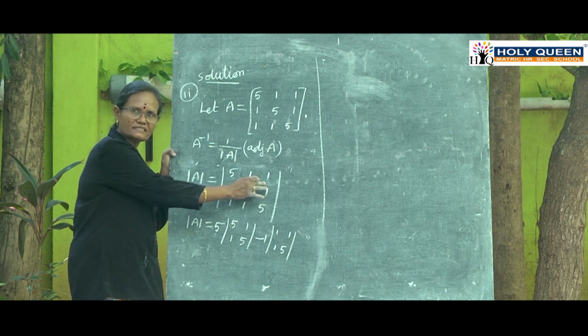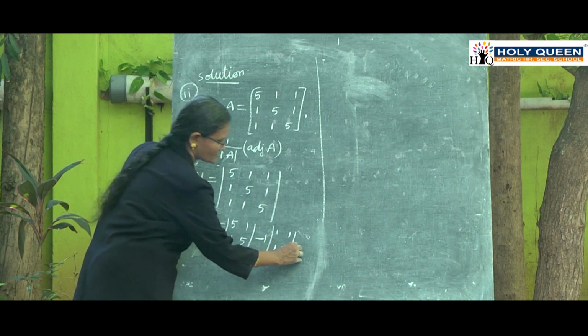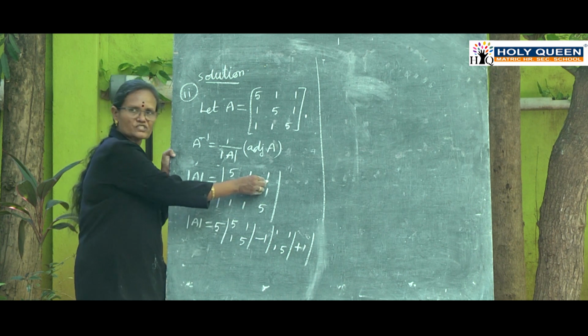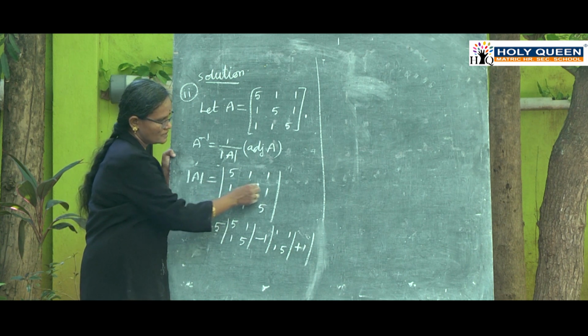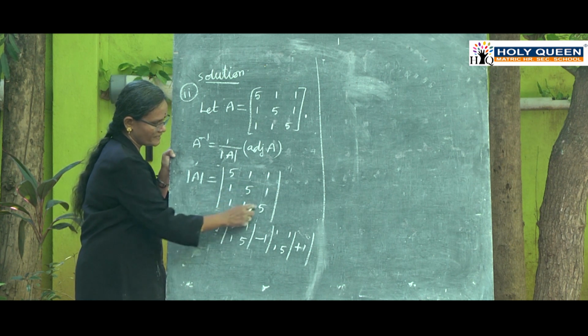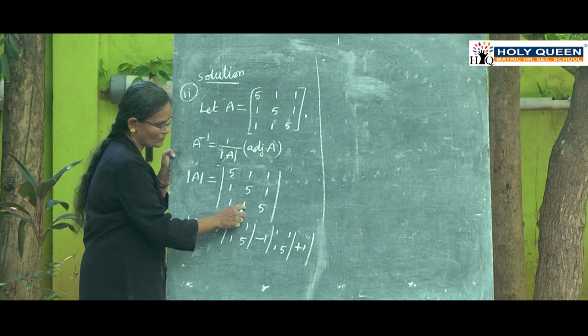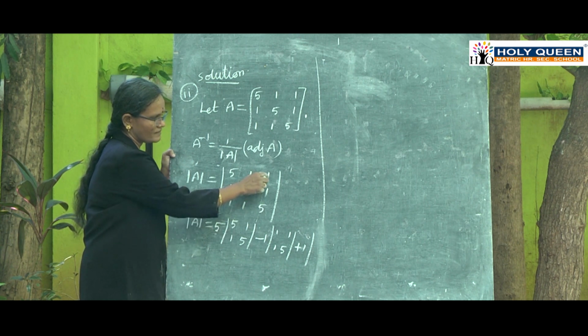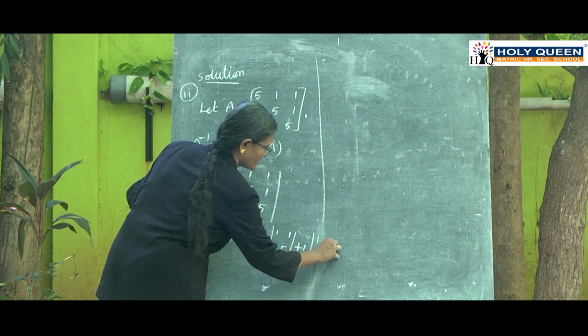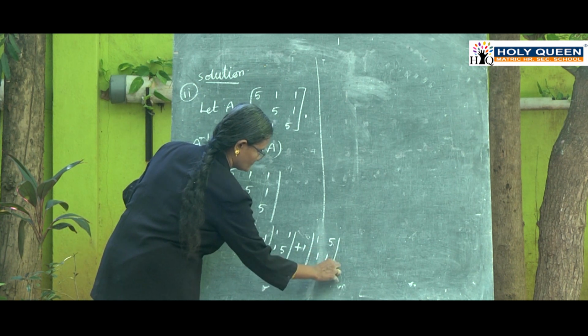Next, the last element in the first row, plus 1. What is the position of this 1? First row and the third column. Ignore that first row and third column. What are the remaining elements? 1, 5, 1, 1. These elements are called the minor of 1. That is, the minor of 1 is 1, 5, 1, 1.